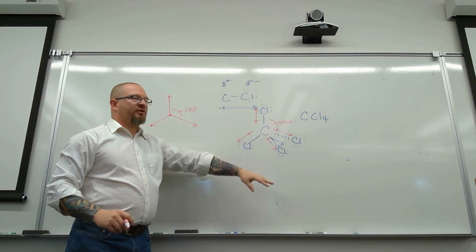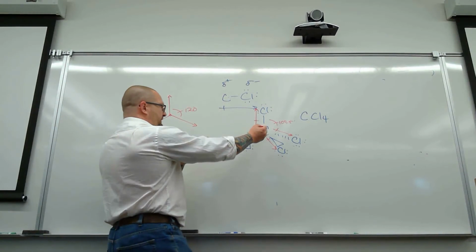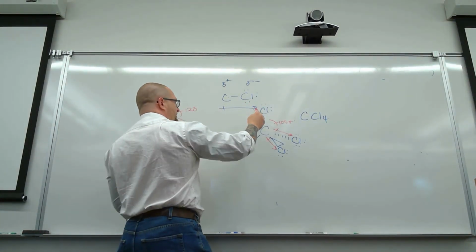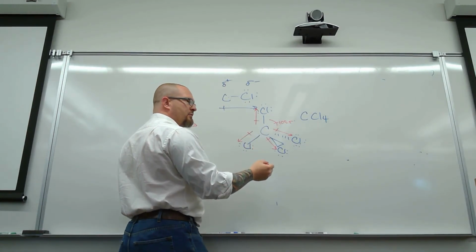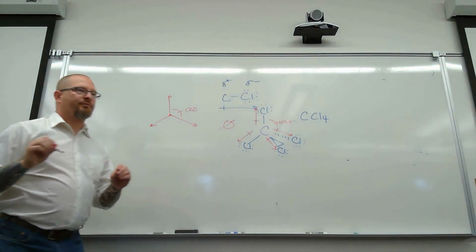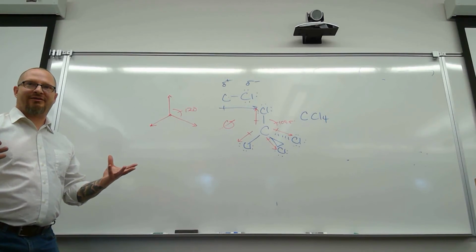In 3 dimensions with a tetrahedral arrangement, the exact same thing happens. You can pull the electrons in all directions equally, and so even though each of these bonds has a dipole, the net dipole for the molecule is 0. This is not a polar compound, even though it has polar bonds.